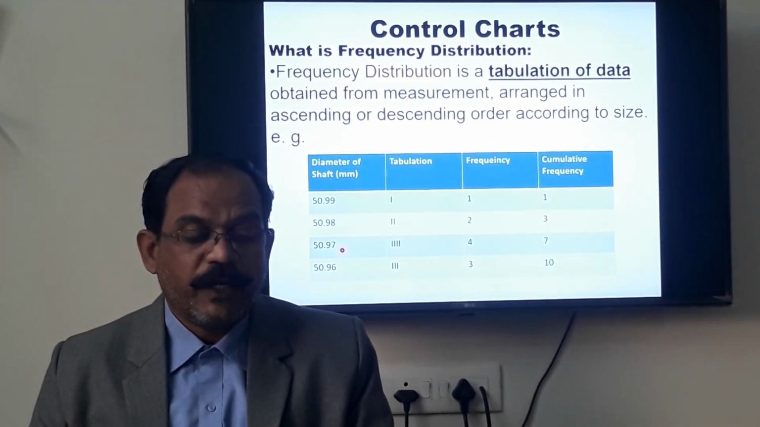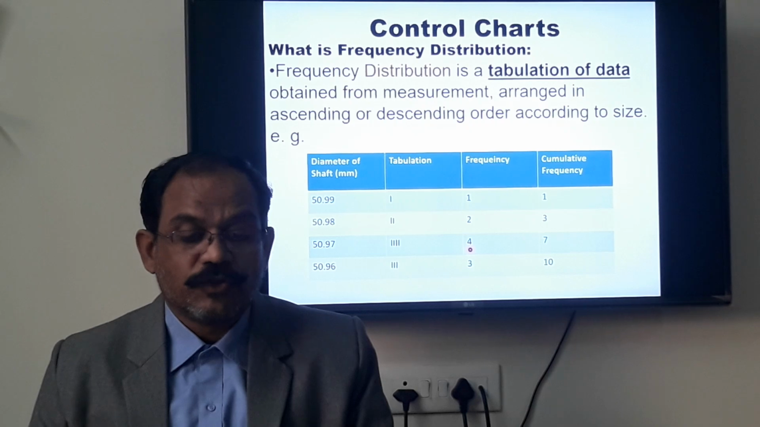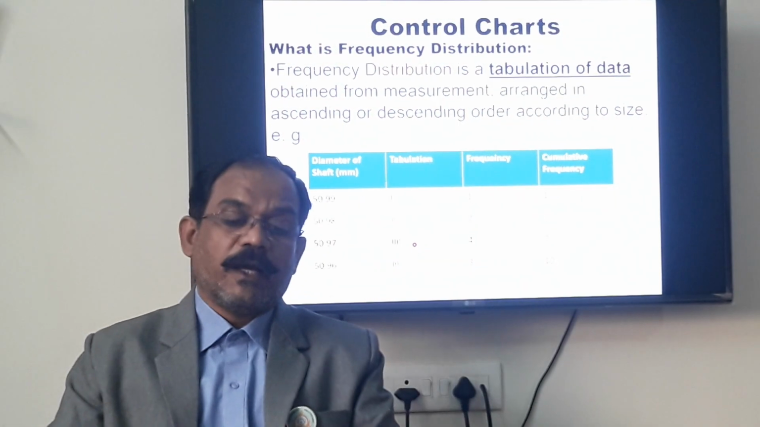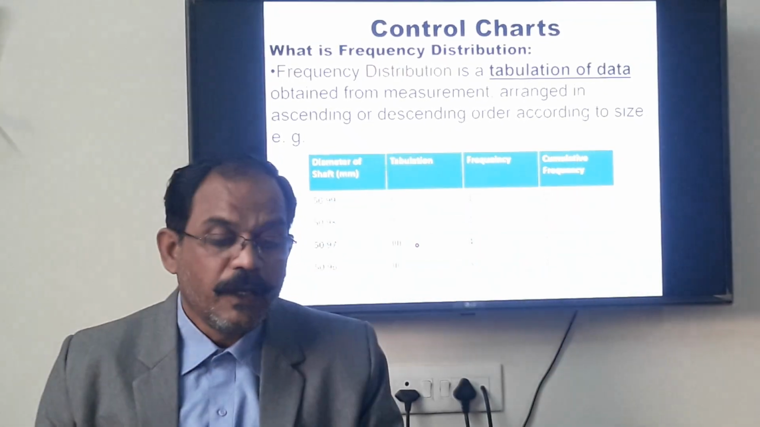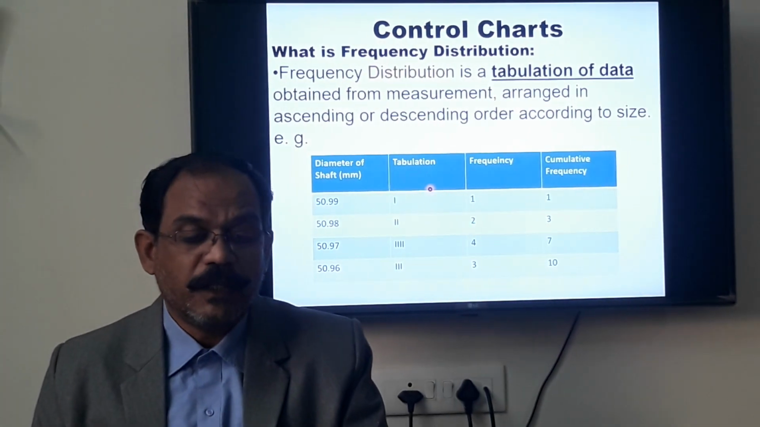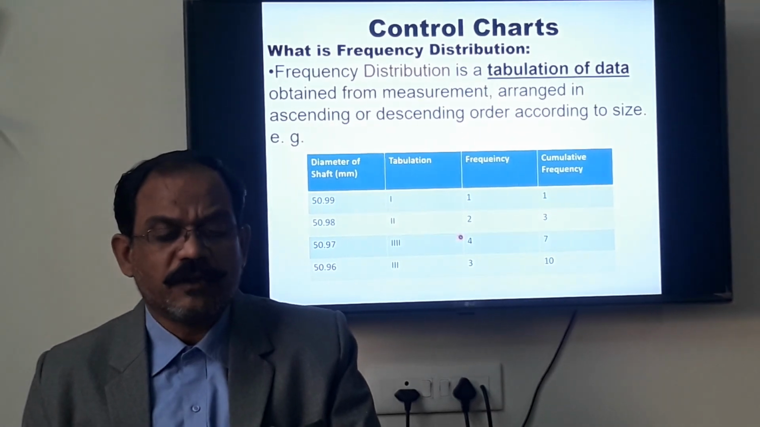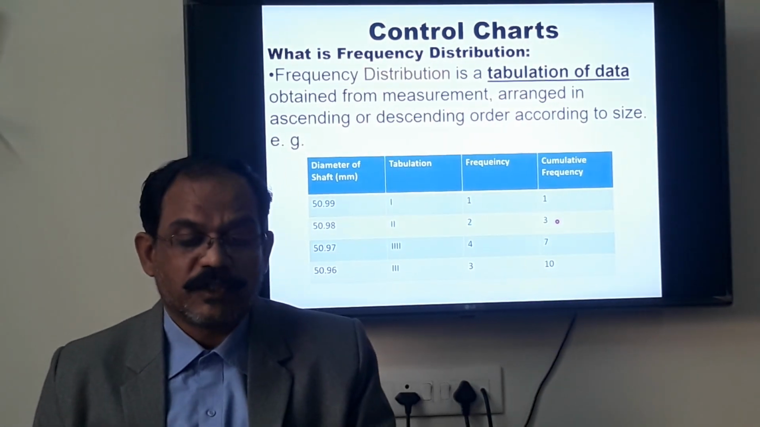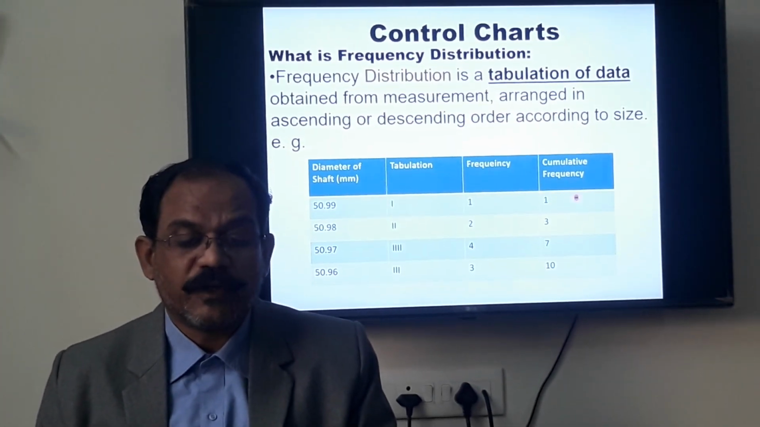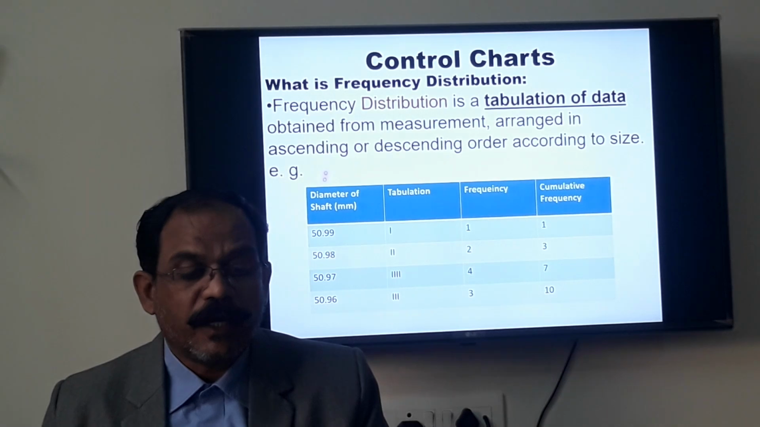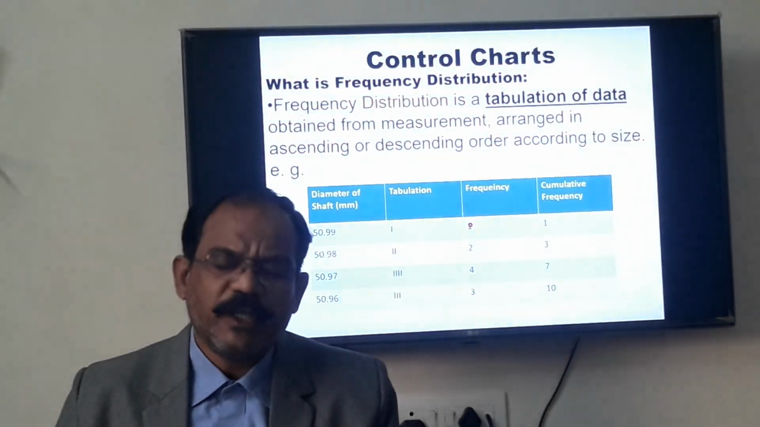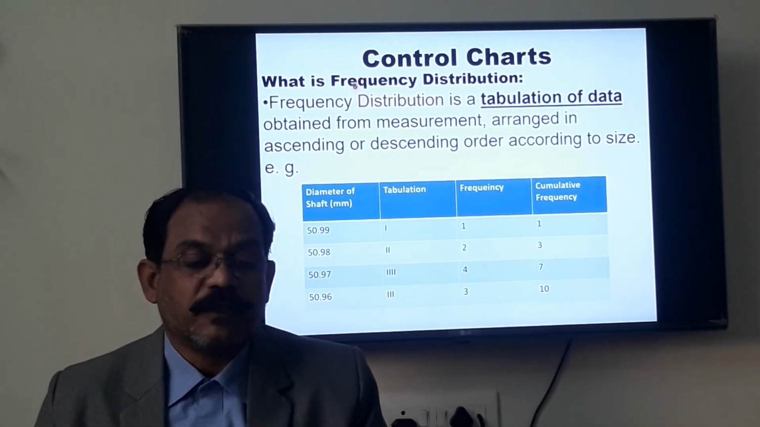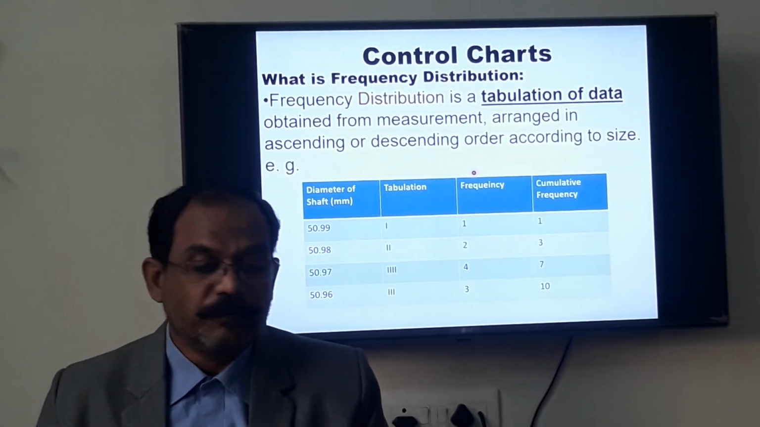Now here 50.97 appears 4 times. So cumulative frequency is 7. Frequency, it appears 4 times. When I was measuring this shaft diameter, I found that 50.97 appears 4 times. So this is the frequency of those occurrences. Now 50.96 appears 3 times. So 7 plus 3 is 10. Now the cumulative frequency of this is 10. So this data can be arranged in many forms, but it must have some form. That form is called the frequency distribution form.